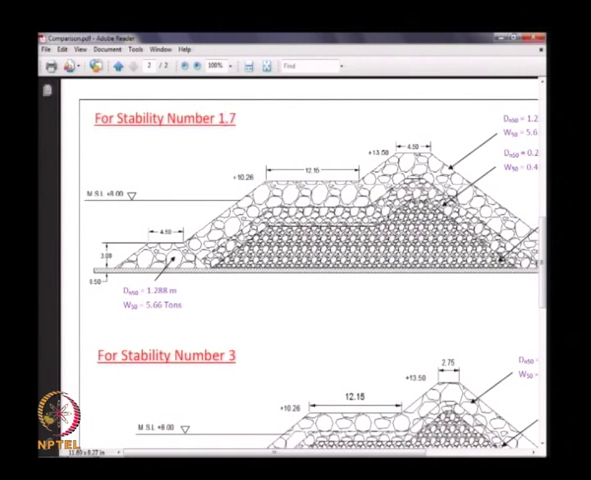Whatever drawing they have shown is also not correct. It will not be like this, it will be like this or like this. There will not be some small stones coming here. Armor stones will not be packed. We should have sufficient void ratio so that you allow the wave energy to dissipate.